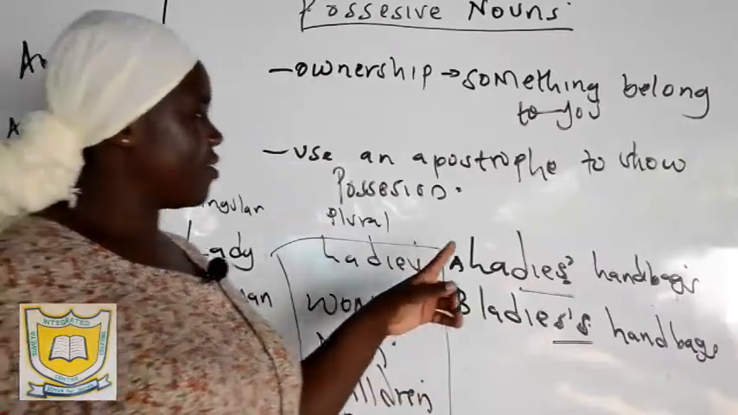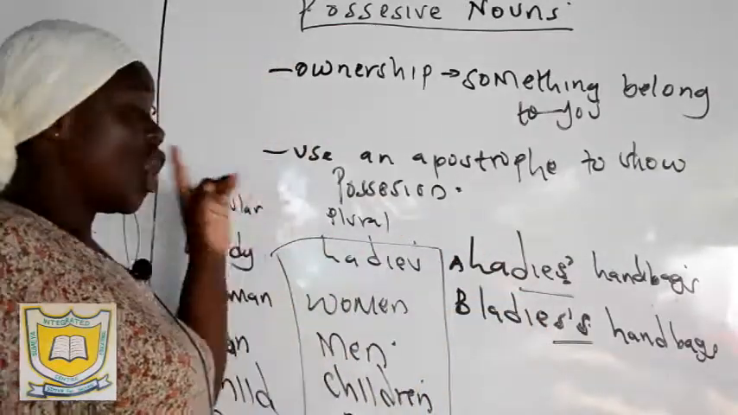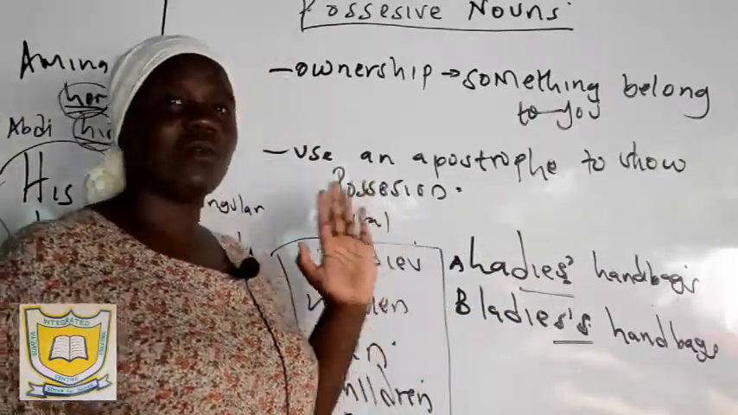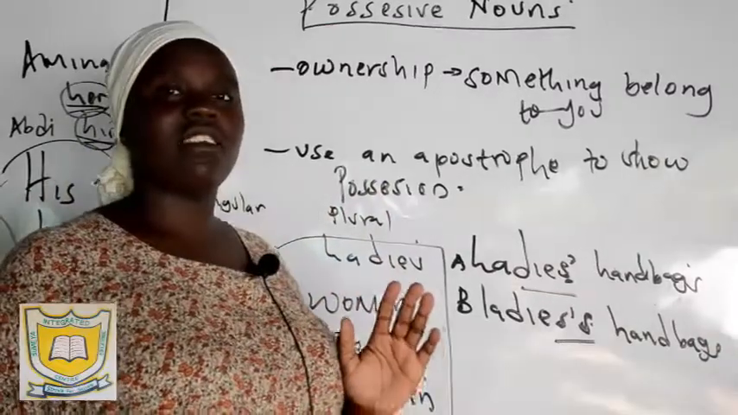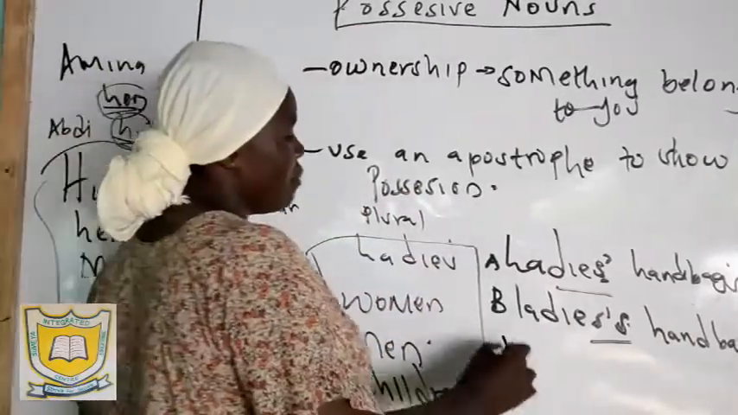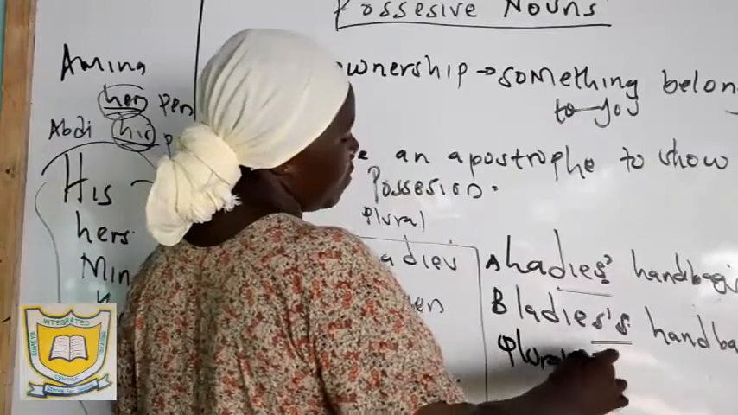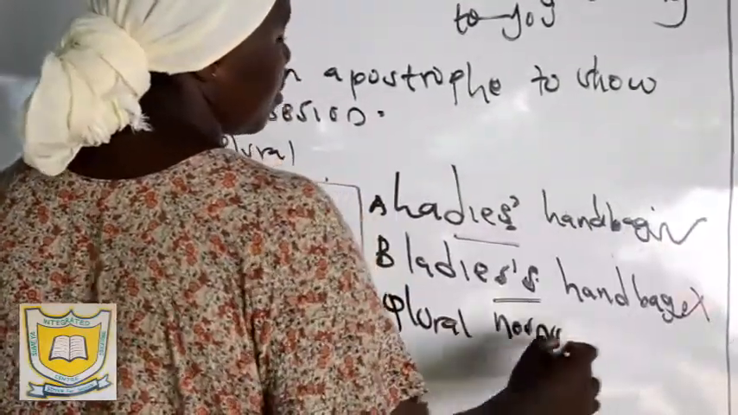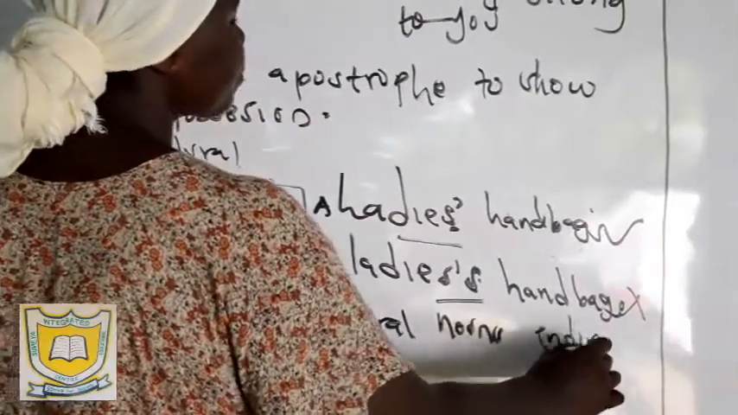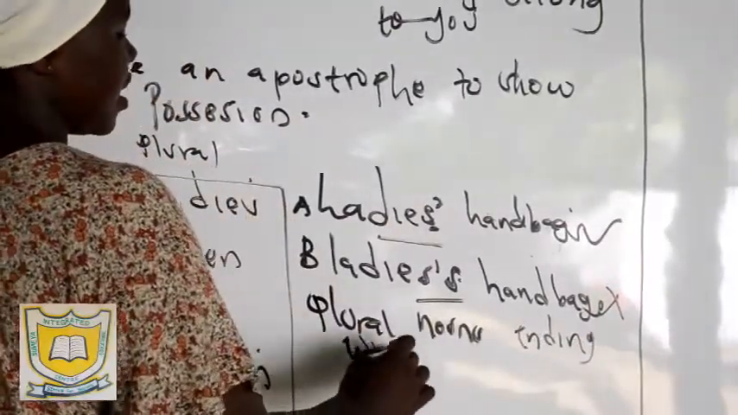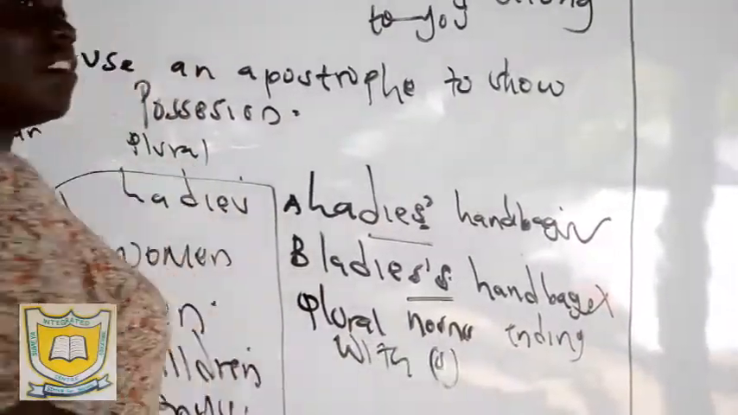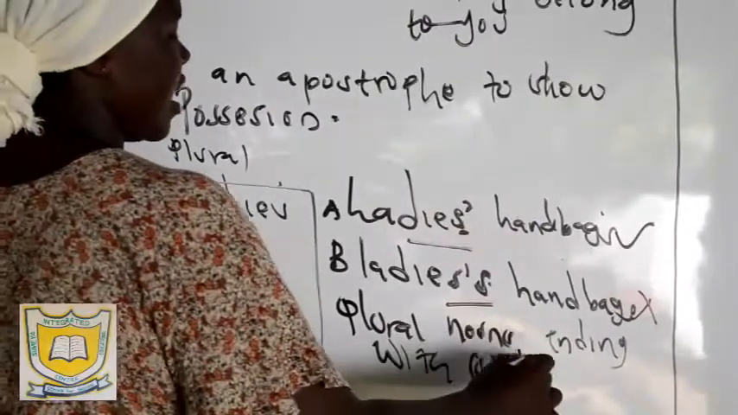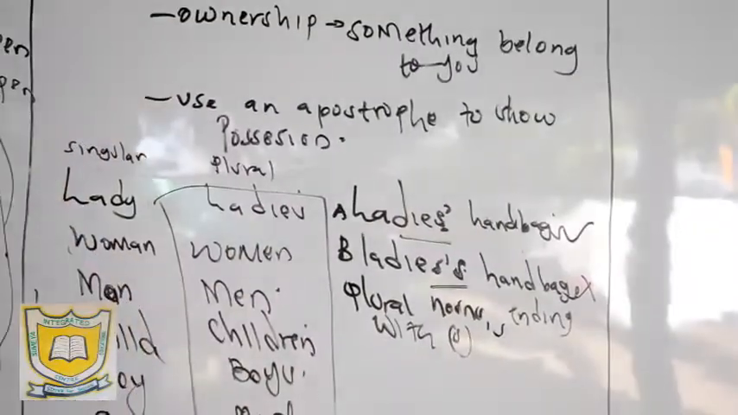So you come here to the ladies. What does that mean? All plural nouns that end with an S. All plural nouns ending with an S. Plural nouns, all plural nouns. This is wrong, this is correct. All plural nouns ending with an S do not take another S. Instead, you add an apostrophe and then an S.